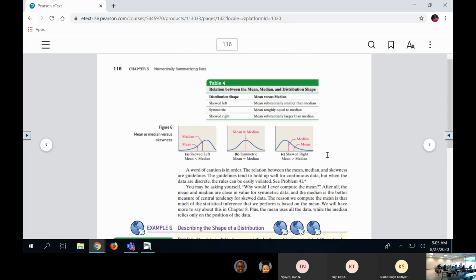That's why it's kind of good to print out these sections. That way, when you come to class, you can just highlight instead of having to write and draw pictures. Or you can just write page 116, figure 6. That's what I would do.